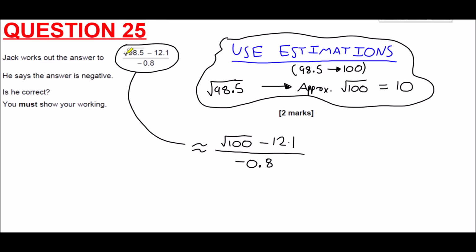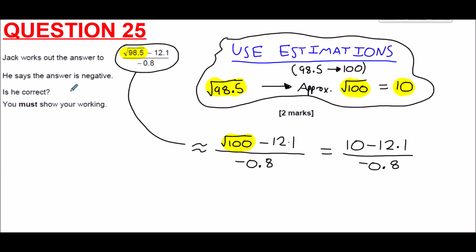So we're changing just this thing here to the square root of 100, and we said the square root of 100 is 10 because it is, and so the square root of 98.5 won't be far off 10. And so if we just say the square root of 100 is 10, the top number is going to be roughly 10 minus 12.1 divided by minus 0.8.